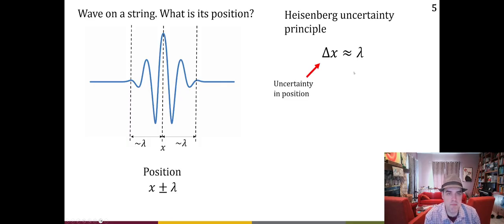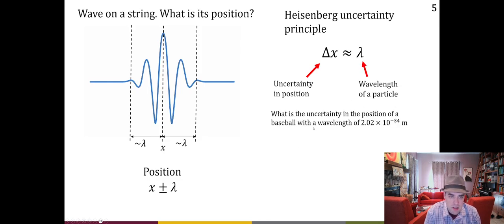So let's go back to that baseball example. Here, this uncertainty in position is the wavelength of the particle. So back to the baseball, we know that it has a wavelength of 2.02 times 10 to the negative 34th meters. What's the intrinsic uncertainty of its position? Well, it's going to be the same value, isn't it? So it has an intrinsic uncertainty in its position of 2.02 times 10 to the negative 34th meters. Well, this is so tiny. So as you were to observe this baseball from the stands, moving at 100 miles an hour, its uncertainty is so small that you can almost just say it doesn't have an intrinsic uncertainty at all.